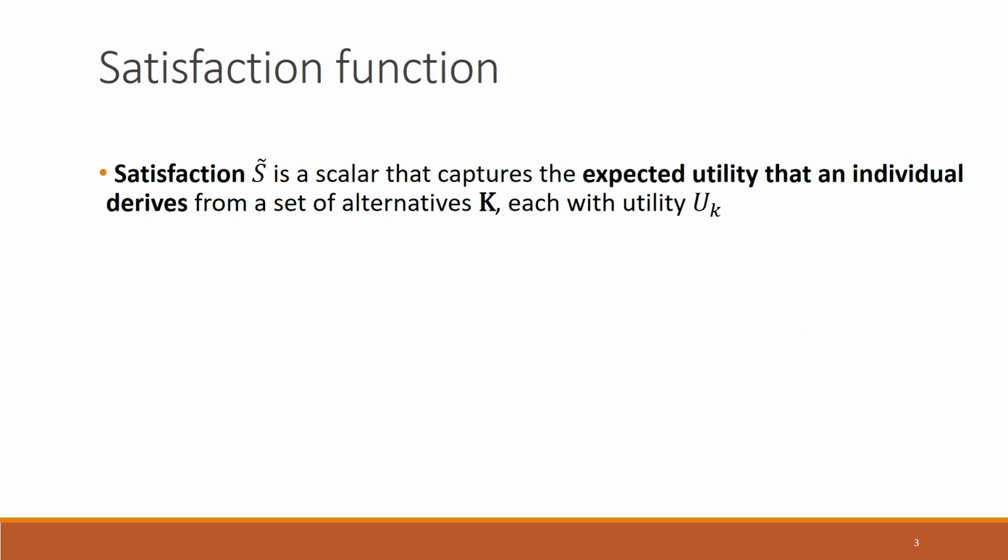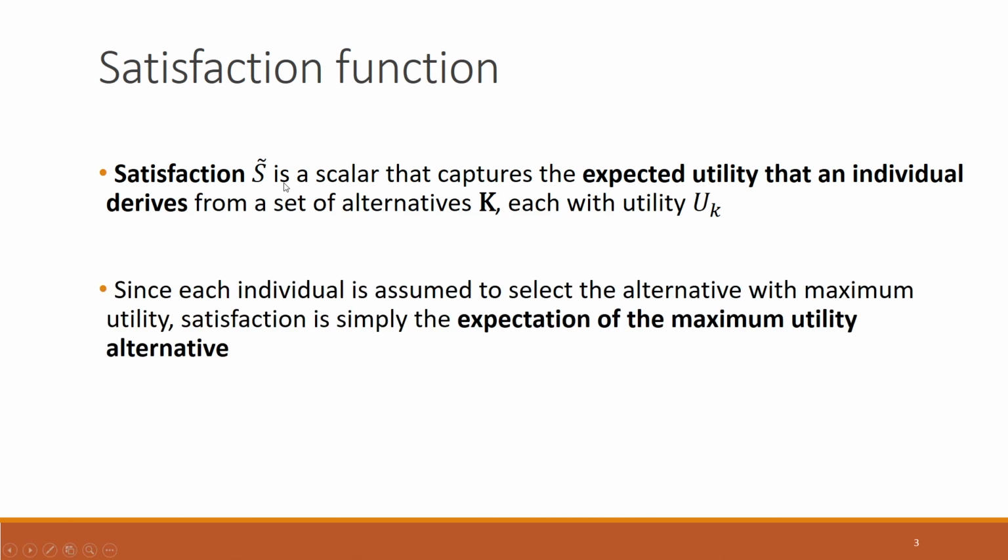Satisfaction S is a scalar that captures the expected utility that an individual derives from a set of alternatives. Suppose that set is denoted by k here, and each alternative has a utility uk. Since each individual is assumed to select the alternative with the maximum utility, the satisfaction is simply the expectation of the maximum utility alternative.